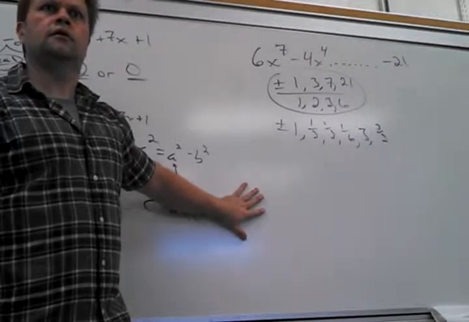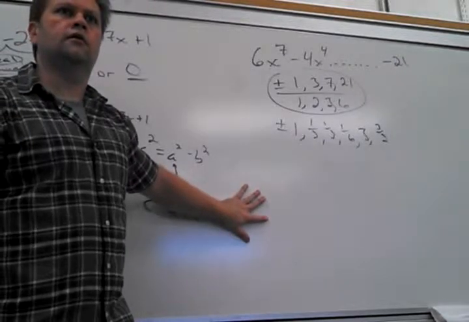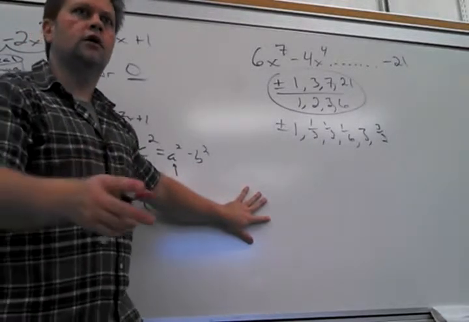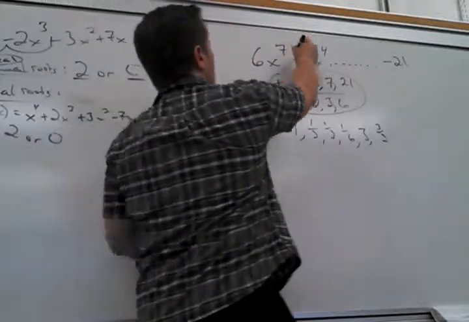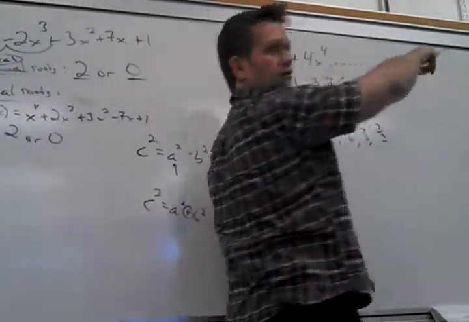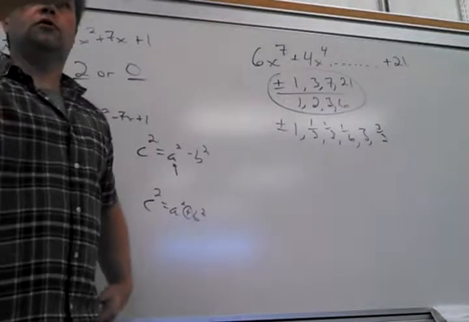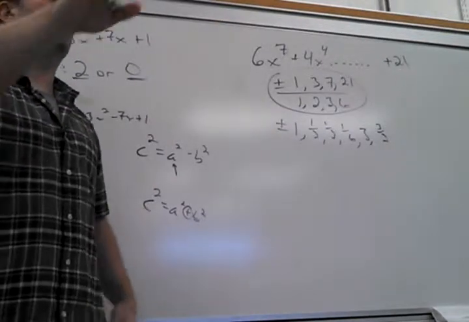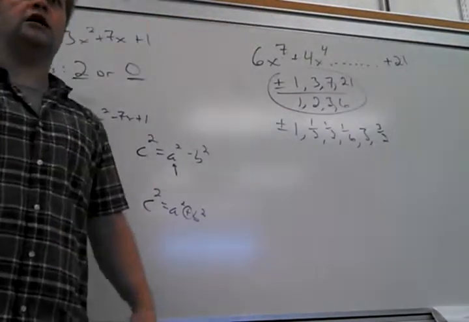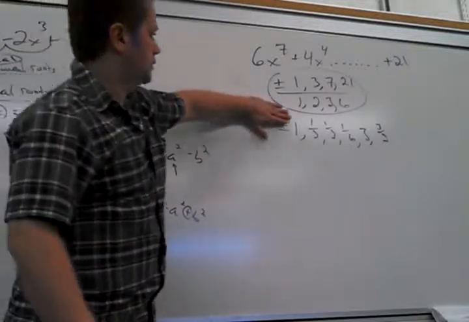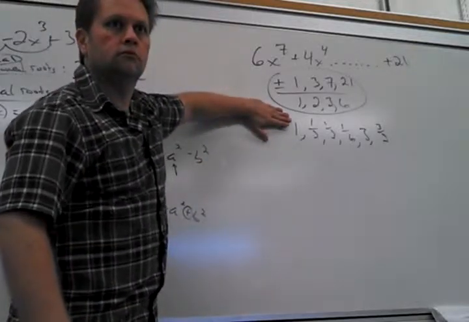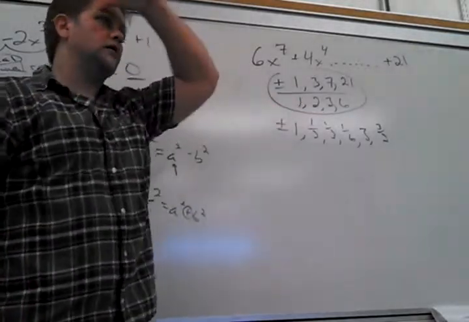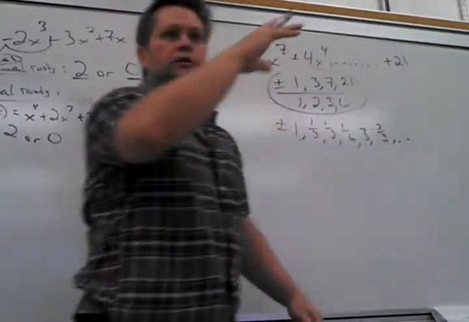Then you use, if you can, Descartes to kill some of those numbers. Exactly. If all of this was plus, there would be no positive roots, because there'd be no sign changes in P of x. So then I could just make the list out of the negatives. It's still a pretty long list, but I just cut it in half.